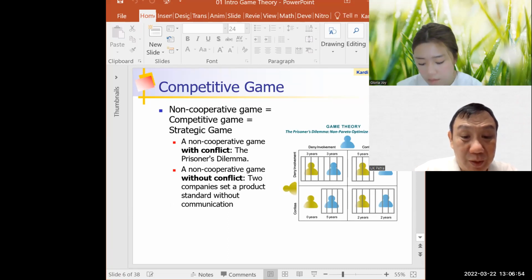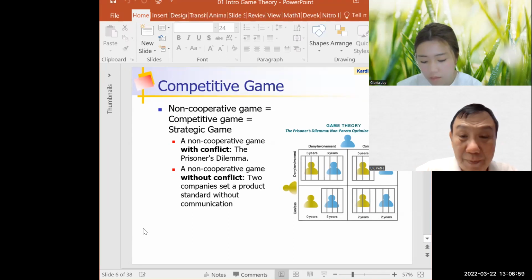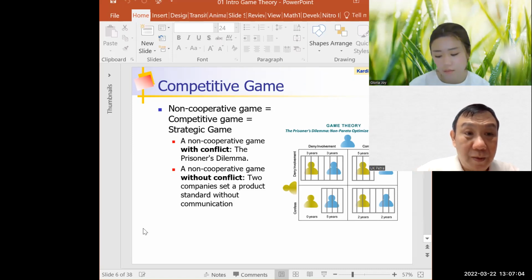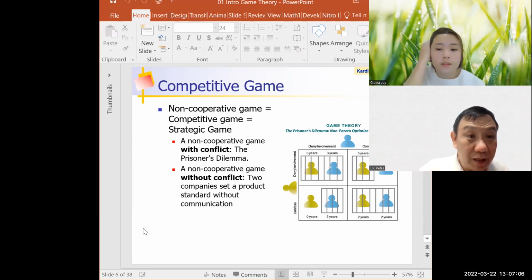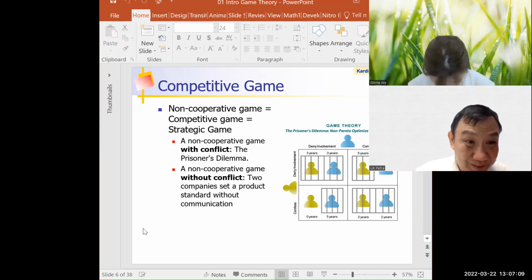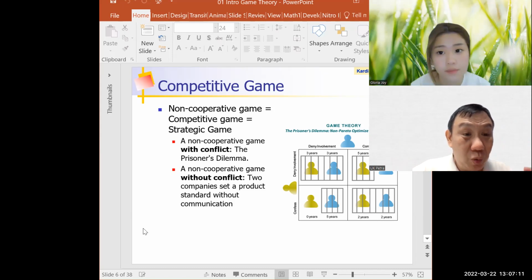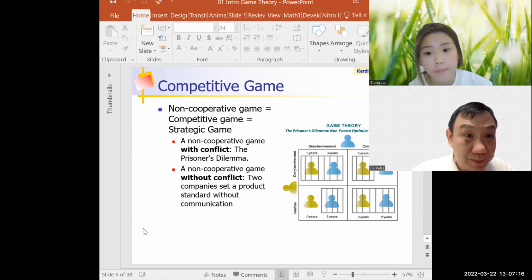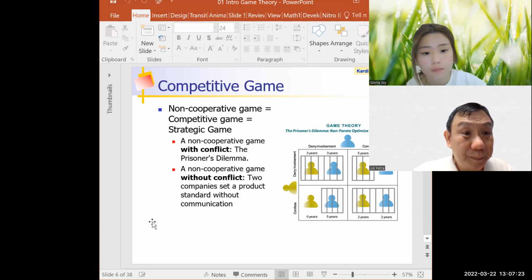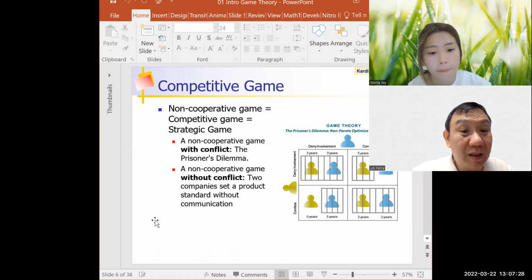By doing so, we actually create a higher market share. By doing so also, we actually reduce the new player competitors. So those who create the industry standard are the ones who win the competition. That's why they pay a lot of attention to this industry standard. So this is an example of a non-cooperative game without conflict.